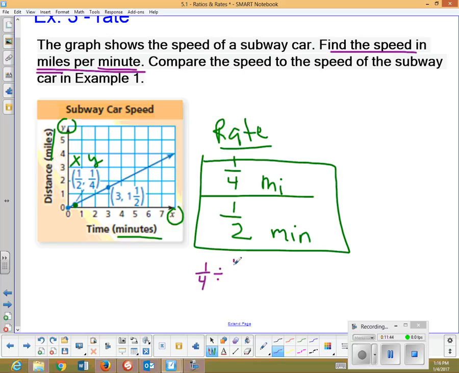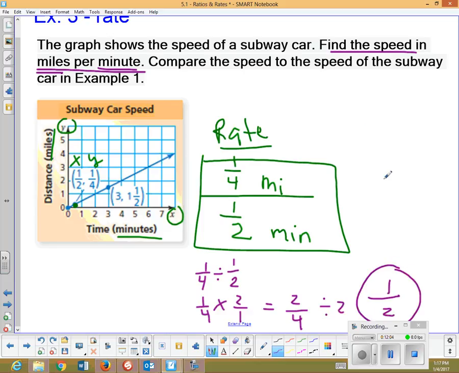All right, our last example, example 3, talks about the graph and its speed, the speed of a subway. In this case, it's very similar to example 1, except example 1 had questions. This one has a chart, or a graph, for you to look at. We want to find the speed in miles per minute. Notice the miles is first and the minute is second. Later on, we're going to compare it to example 1.